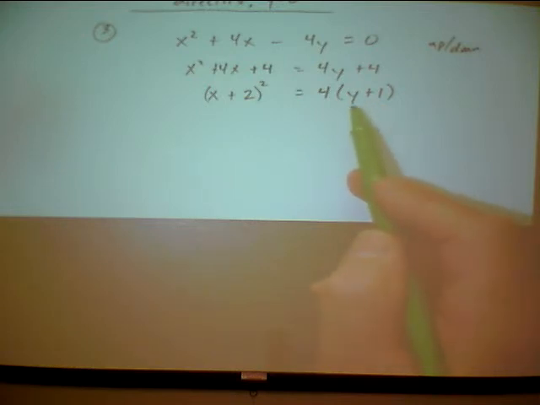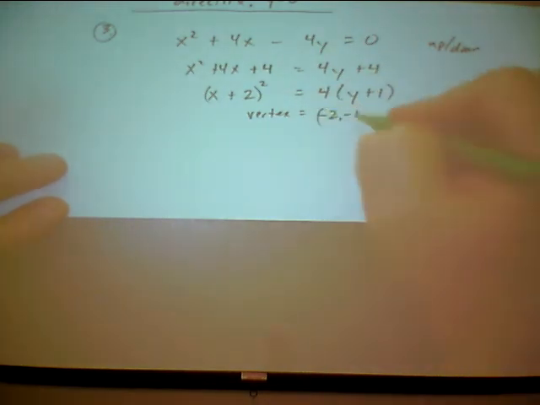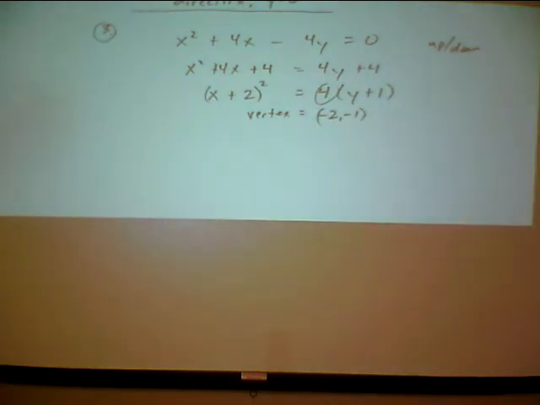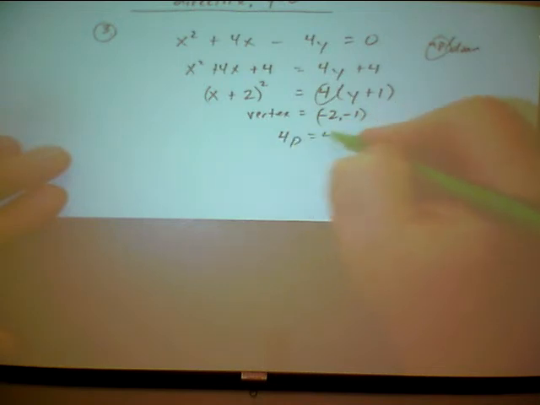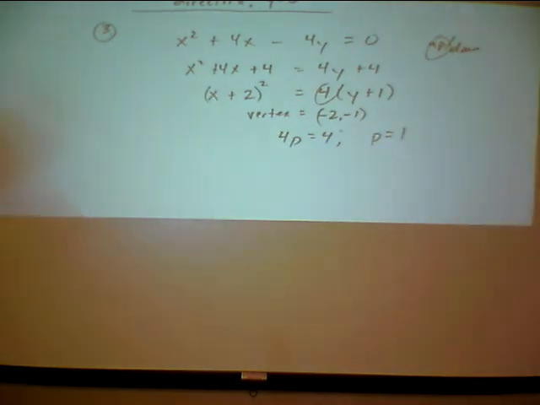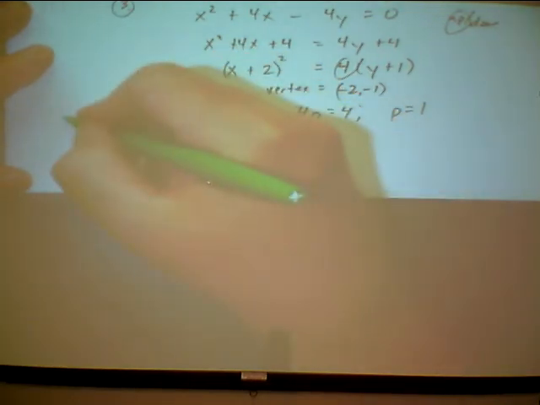And now once I have an equation in standard form, we know what to do, right? The vertex is going to be -2, -1. I know that number is positive. It's going to open up. Let me figure out my p. 4p equals 4, my coefficient. Therefore, p is 1.